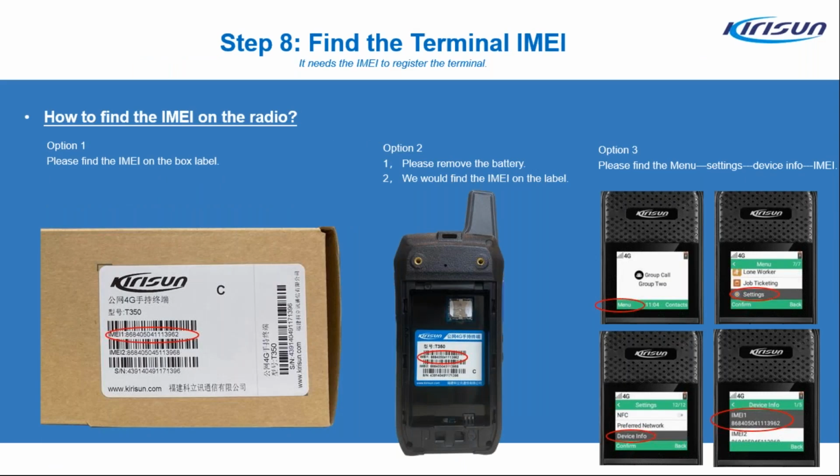Step 8. It needs an IMEI to register the terminals. How to find the IMEI on the radio? Option 1. Please find the IMEI on the box label. Option 2. Please remove the battery. We would find the IMEI on the label. Option 3. Please find the menu on the screen, then the settings, then device info. Then you will see the IMEI.